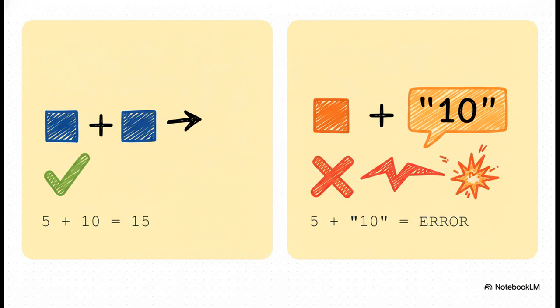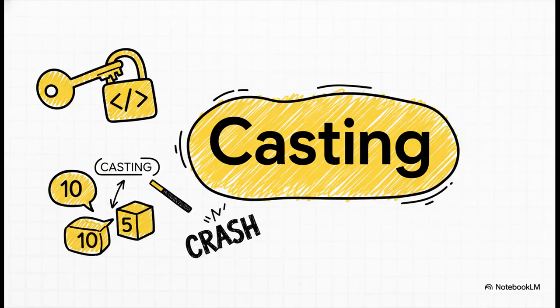So, how do we fix this? Well, the solution is a really simple but incredibly powerful technique called casting. This is how we take back control. It's how we tell Python exactly what type of data it's working with, and that lets us stop those frustrating errors before they even happen.